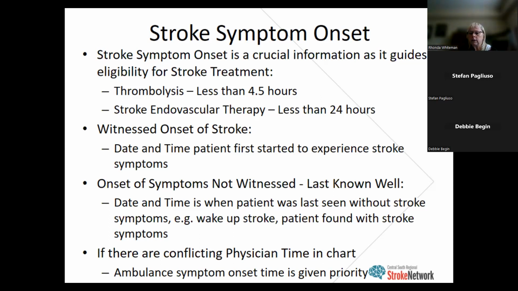If you do see conflicting physician information in the chart, the 340 abstract does say the ambulance onset time would be given priority. But again, sometimes you'll look at it and the physician note is very clear that says, spoke with family. Also recognize that family members or the bystander who finds the person may be quite anxious and a bit confused, and may not hear what's being said to them. When the questions are clarified, it becomes a bit clearer.